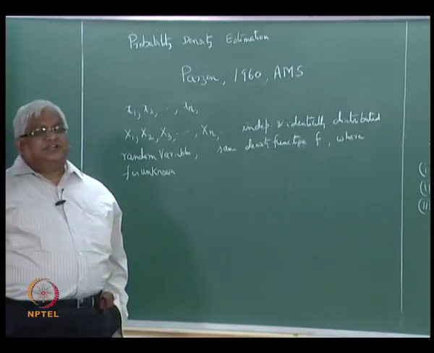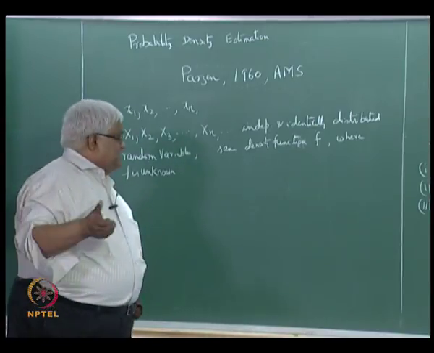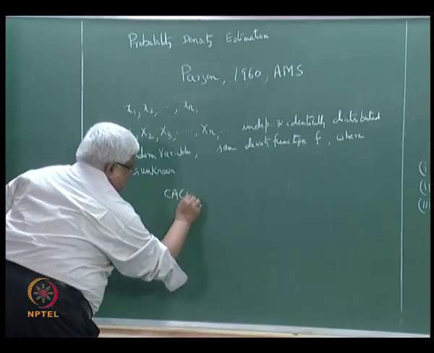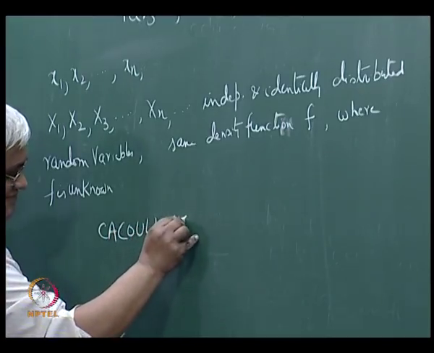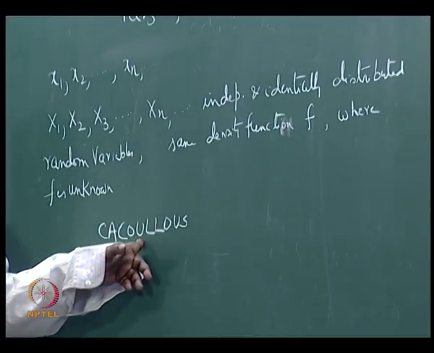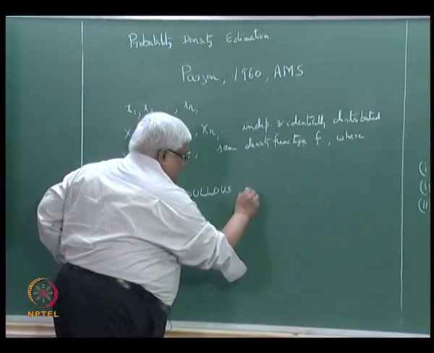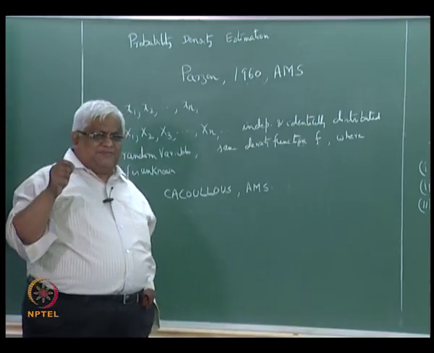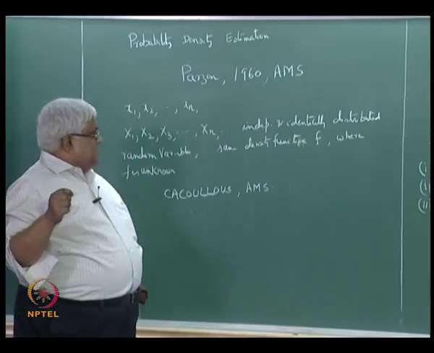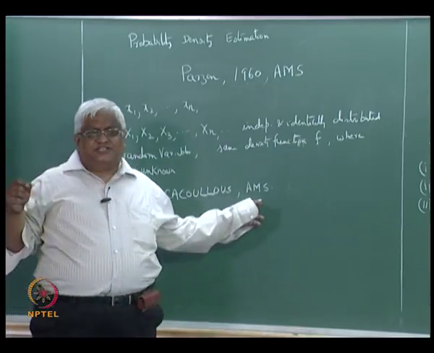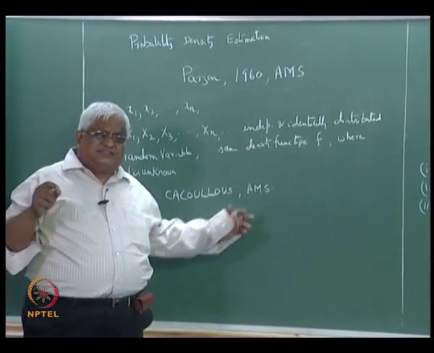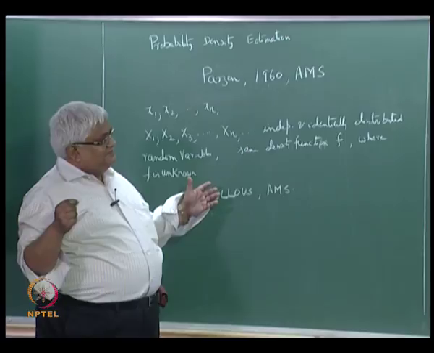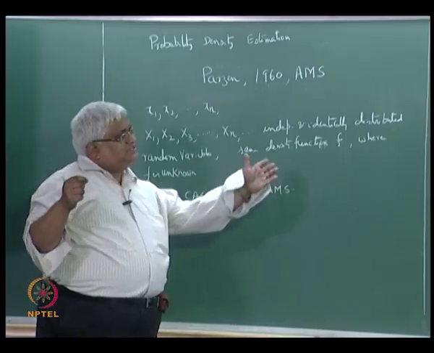Then this was generalized to multiple dimensions, and the generalization was done by someone named Kakulas. The spelling could be slightly wrong. This was again a paper in Annals of Mathematical Statistics, either 1962 or 63. And the generalization is a fairly simple generalization, virtually writing the same things many times.